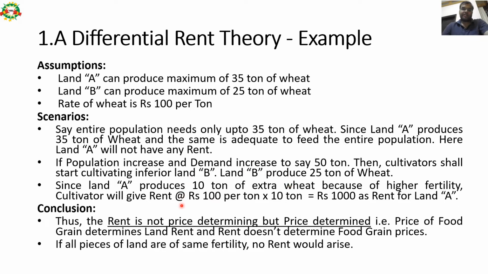Instead, the reverse happens. Whatever rates of wheat are occurring in the market will decide the final rent of the land. If all pieces of land are of the same fertility, say land A and land B both have the same fertility, then no rent would arise in the market.